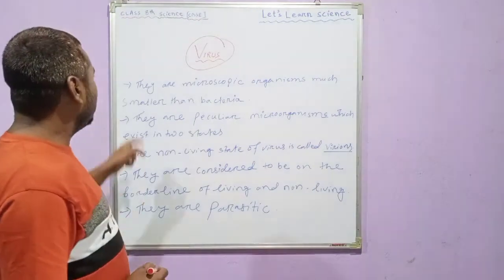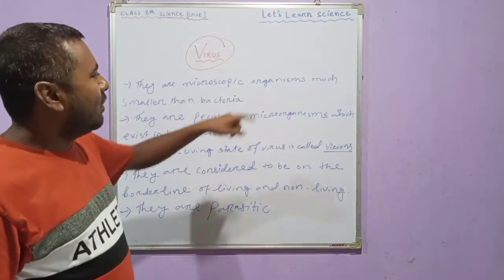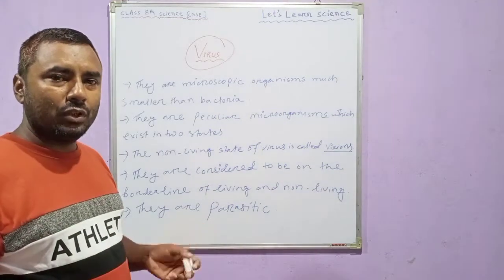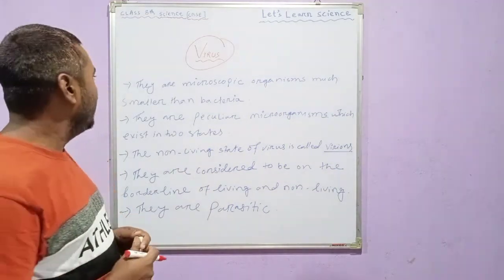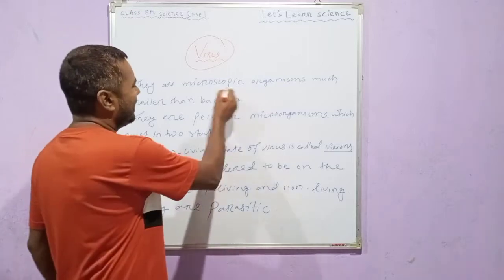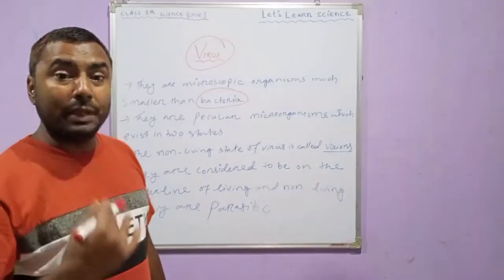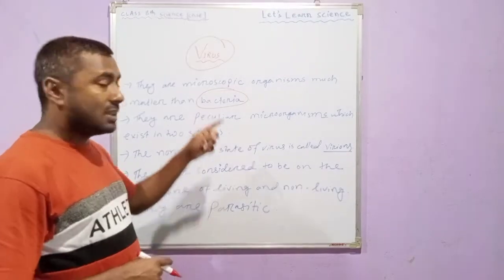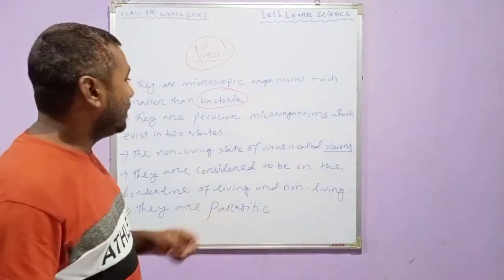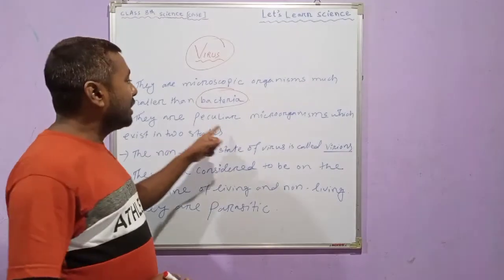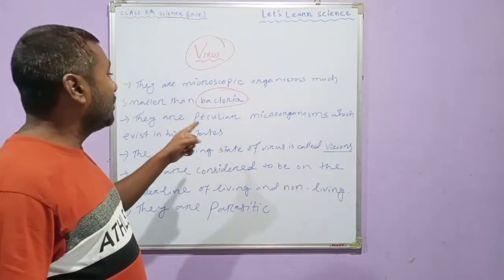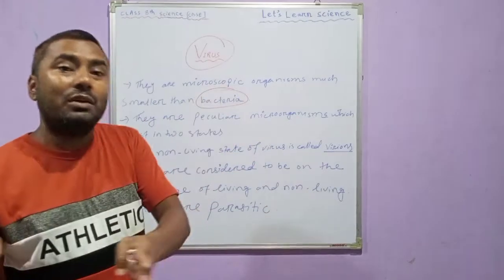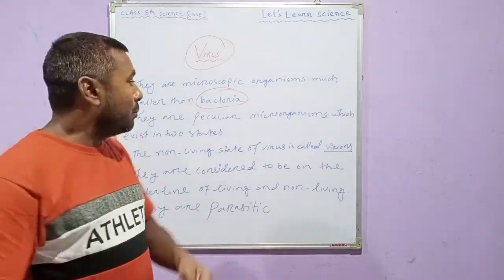They are microscopic organisms, because they are not visible to the naked eye. Their size is much smaller than that of bacteria. Bacteria is single celled, as you already know, but the size of viruses is much smaller than that of bacteria. They are peculiar microorganisms. That means their characteristics and features are not similar to those of other groups of microorganisms.